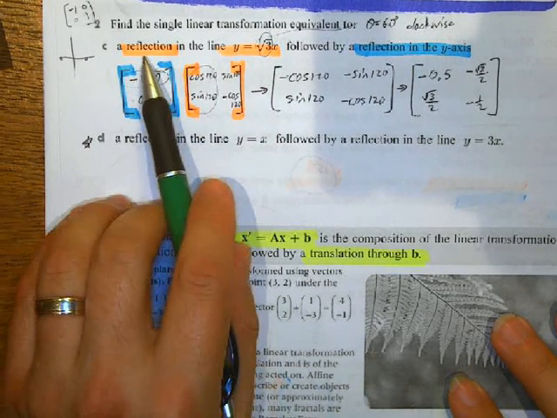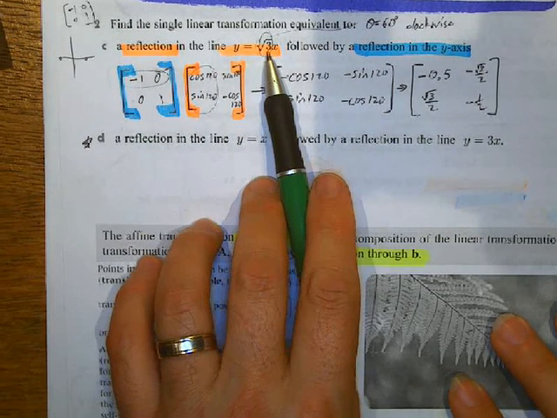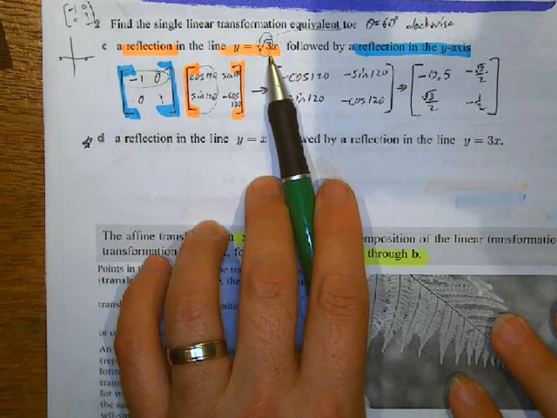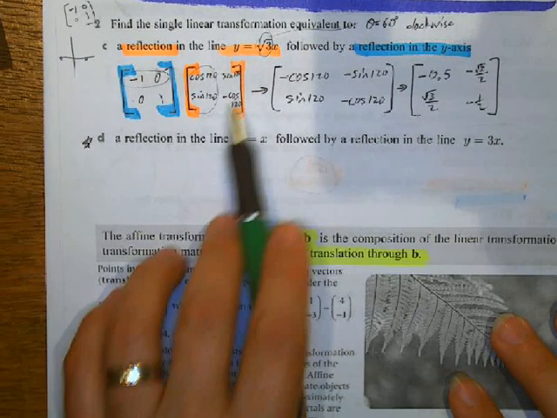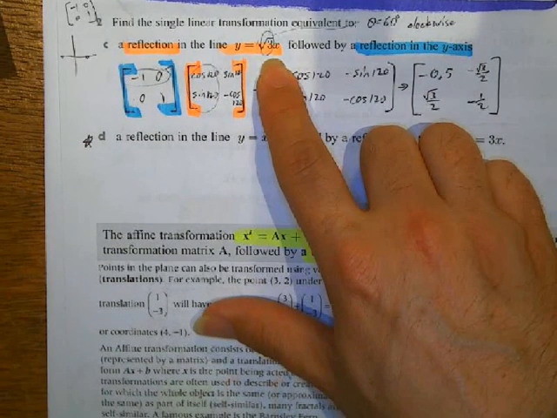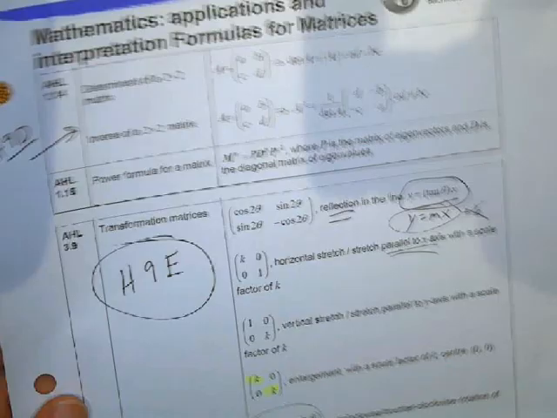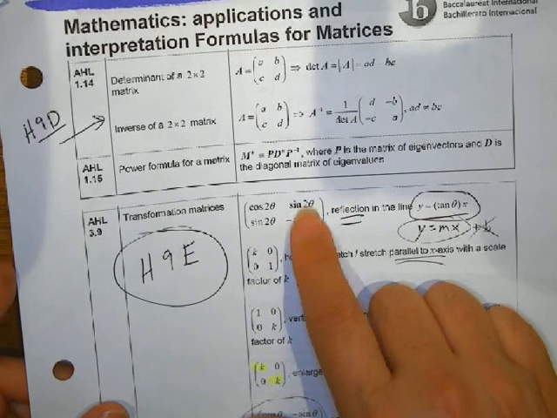So find the single transformation if I have a reflection on the line y equals radical 3x followed by a reflection on the y-axis. So a reflection on the line y equals radical 3x, when I have a reflection on a line, we're going to be using this transformation.